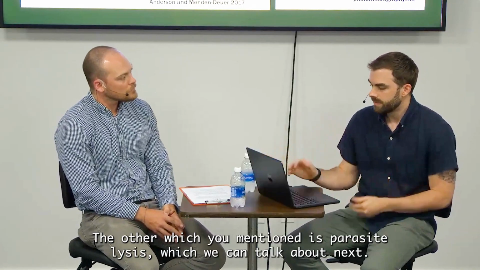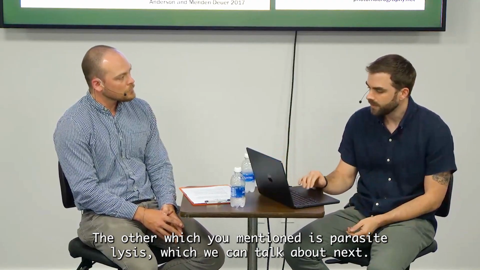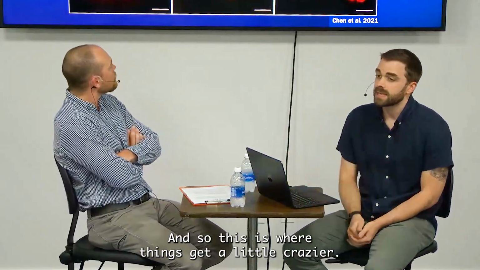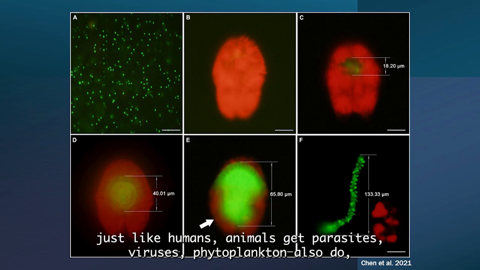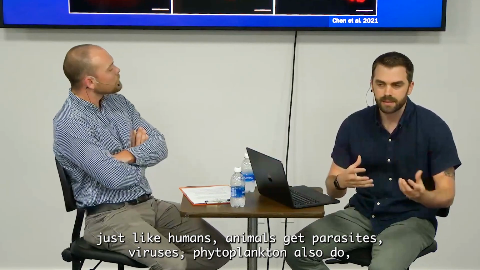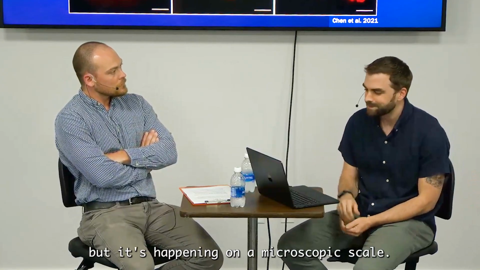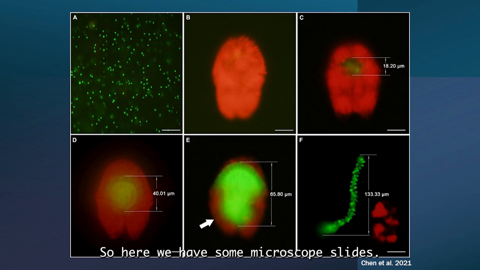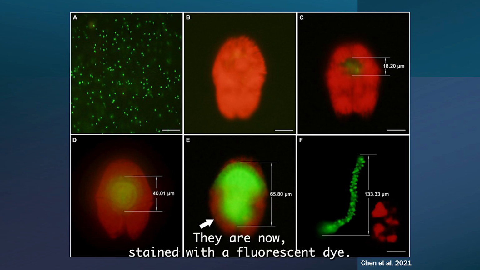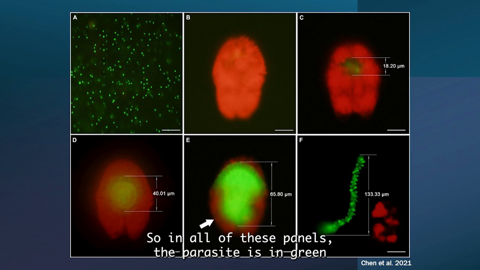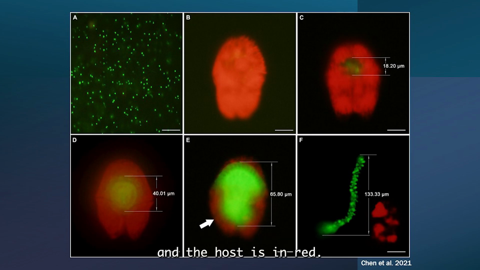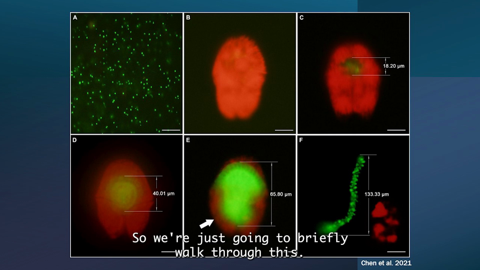The other, which you mentioned, is parasite lysis, which we can talk about next. Yeah. And so this is where things get a little crazier. So with parasite lysis, just like humans, animals get parasites, viruses, phytoplankton also do, but it's happening on a microscopic scale. So here we have some microscope slides. They are now stained with a fluorescent dye. So in all of these panels, the parasite is in green and the host is in red. So we're just going to briefly walk through this.